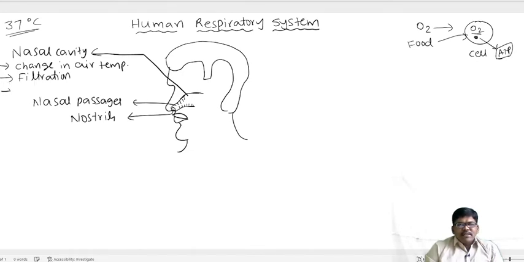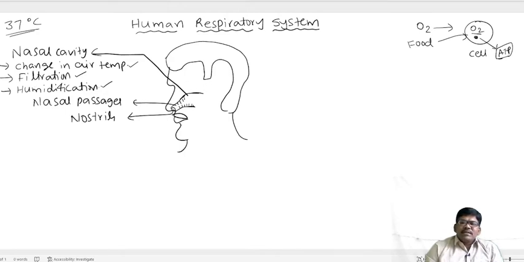Next, the nasal cavity is also used for humidification of air. Humidification is nothing but adding some water content to the air. Here we can discuss that the nasal cavity is used for the change in air temperature, for the filtration of air, and for the humidification of air.